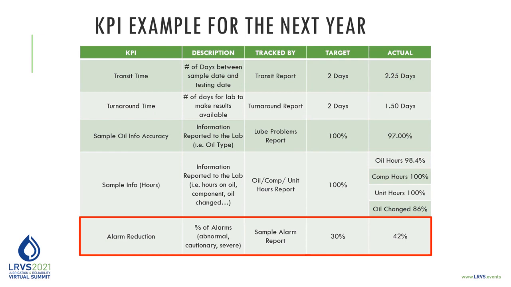Right here, maybe you want to set your target down to 30. So you want to reduce those nasty alarms. Because here, you can actually start indicating where you're actually using oil analysis to reduce problems, reducing the alarms.